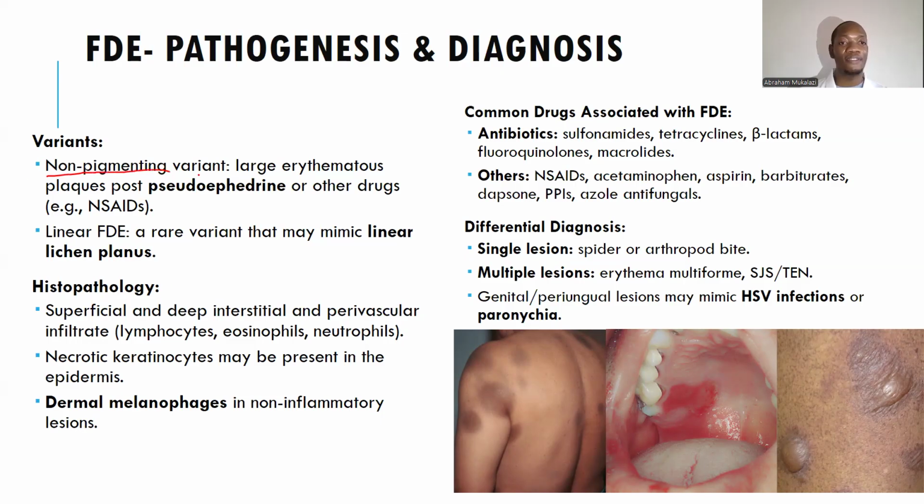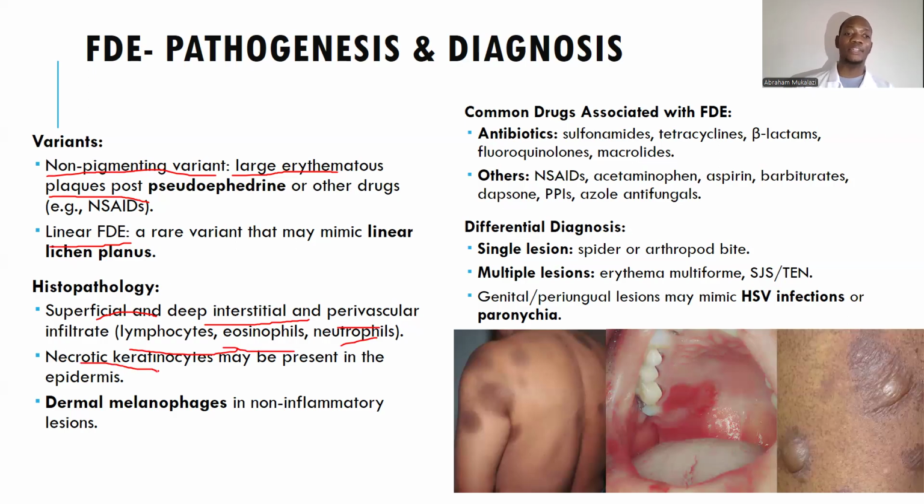Sometimes you have the non-pigmenting variant. In this case, someone will have large erythematous plaques, with pseudoephedrine or other drugs. And in this case, someone doesn't have the hyperpigmentation. Sometimes you can also get linear fixed drug eruption. This is a little bit of a rare variant. It can mimic linear lichen planus or linear lichen striatus and all those linear dermatoses. And histologically, this is a type of reaction that gives you a superficial and deep interstitial perivascular infiltrate, majorly composed of lymphocytes, eosinophils, and then sometimes neutrophils.